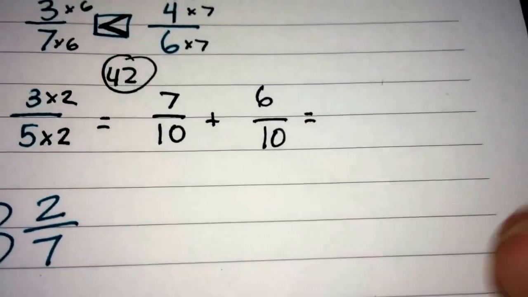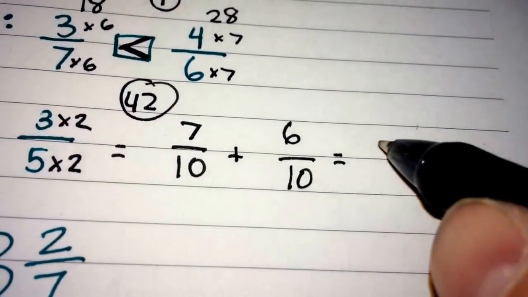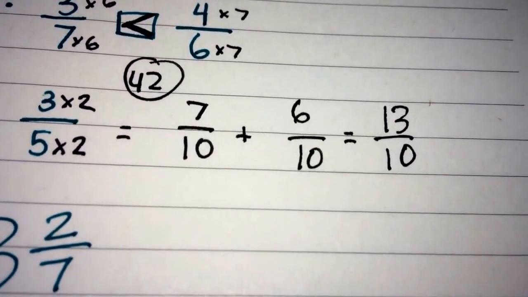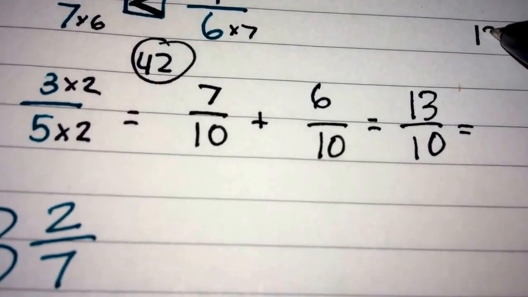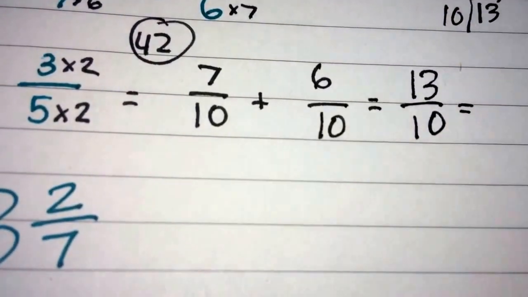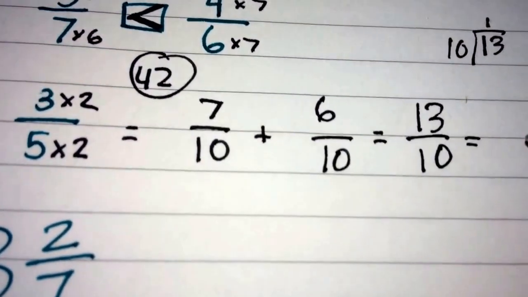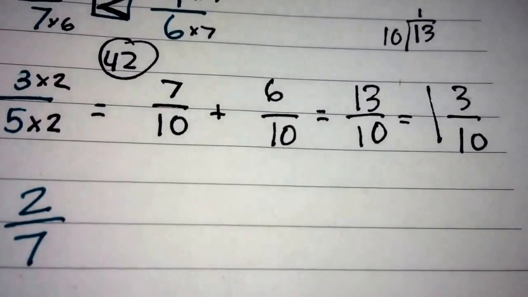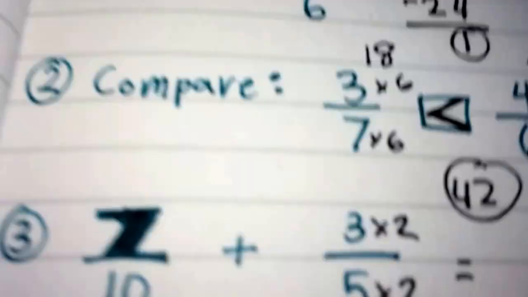So then, now I'm only dealing with a simple addition problem. 7 plus 6 is going to get me 13. I bring my denominator straight across. Looks like we have a mixed number here. So 13 divided by 10. Hopefully you can see that 10 will go into 13 only one time. So we would have 1 and 3/10 here as our final answer. 1 and 3/10 as your final answer. Put a box around it.